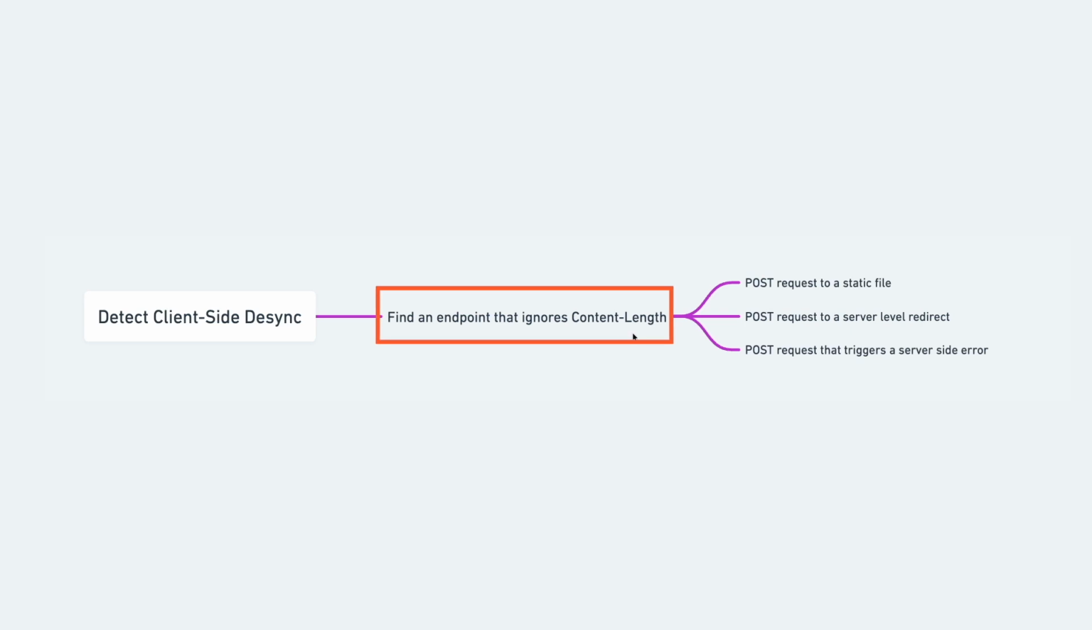length. And to do that, there's 3 good candidates. There's a post request to a static file that you can do. You can do a post request to an endpoint that does a server level redirect. Or you can do a post request to an endpoint that triggers a server-side error. In our case in this lab, we're going for the first option here, a post request to a static file.